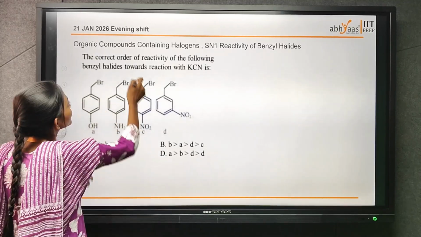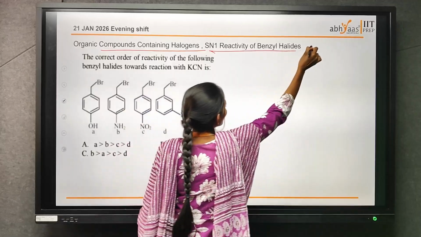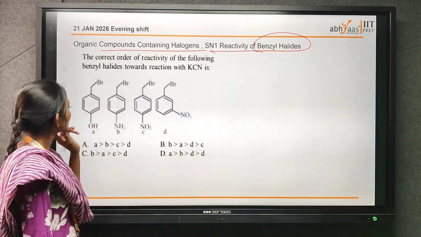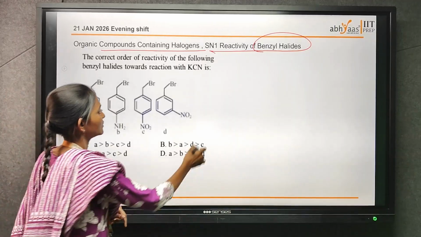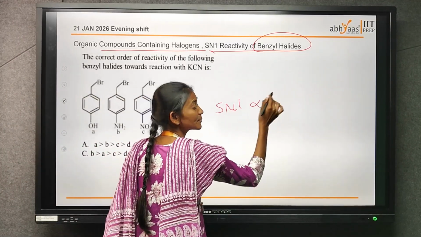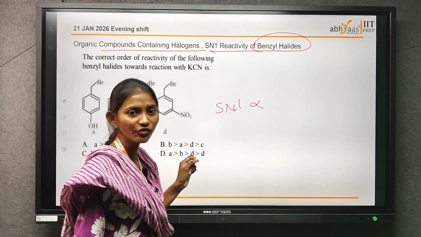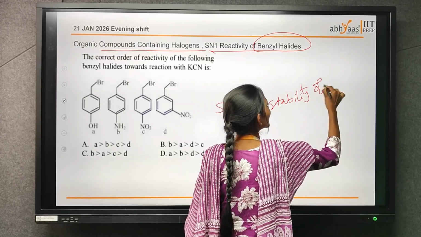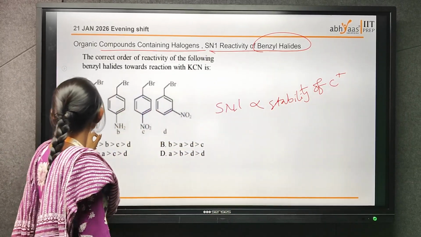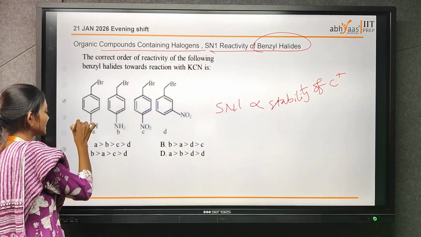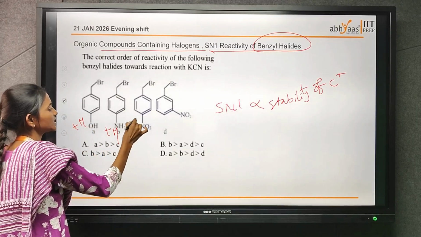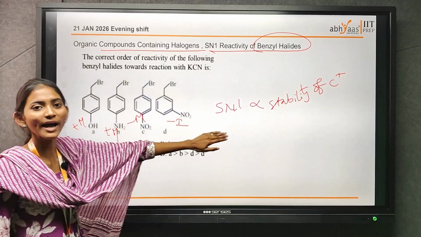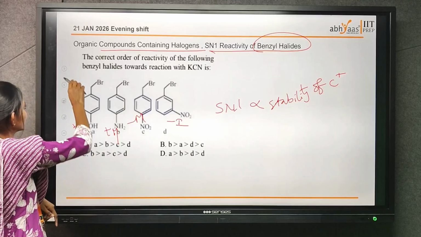And moving on to the next question, we have from the organic chapter the SN1 reactivity of benzyl halides, which are alkyl halides or benzyl halides. What they are asking here is that SN1 is directly proportional to what, Nana? The stability of the carbocation, right? The concept here will be using the stability of the carbocation. So see here, we have an alcohol at the para position, which is a plus M effect. Here also nitrogen, plus M. This is minus M and this is minus I. So they are asking for this order. Use the formula and convert into this. You'll find out the answer.